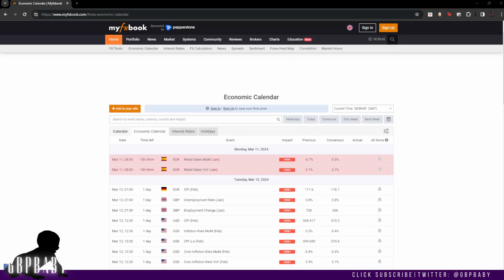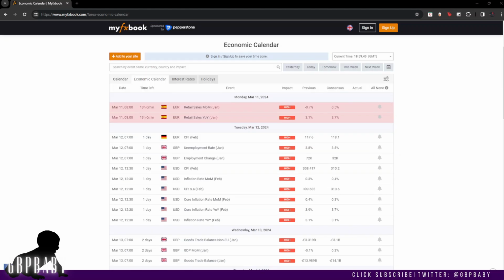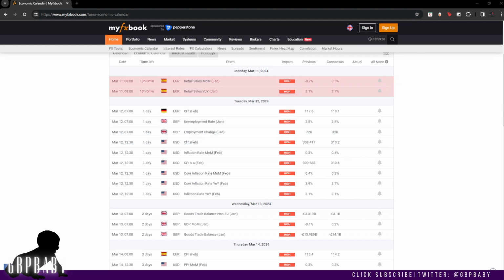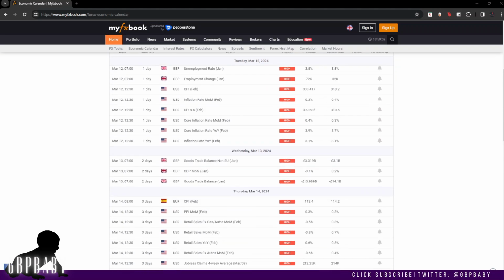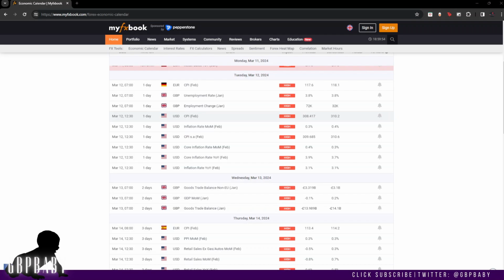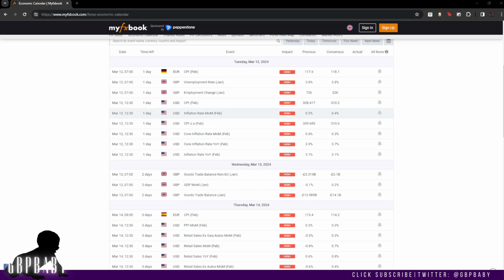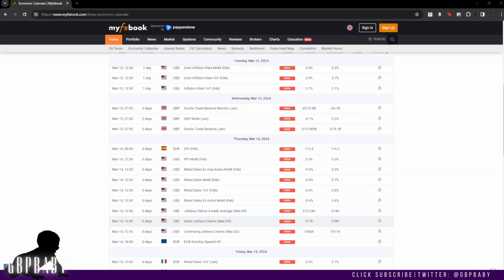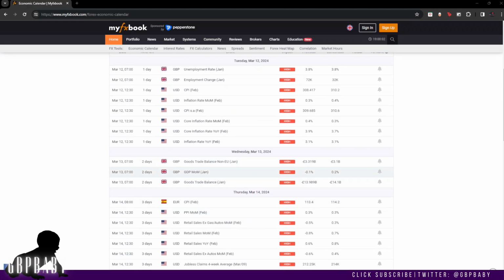So I'm starting here on the economic calendar. I'm using my FX book, and you can see that we do have high impact news pretty much every day. However, with the US dollar specifically, we only have high impact news on the Tuesday, Thursday, and Friday this week. So we do have CPI. CPI is always good fun. And then on Thursday, we have PPI, followed by Friday with some more high impact news. And then on the Wednesday, we also have GBP with some high impact news.